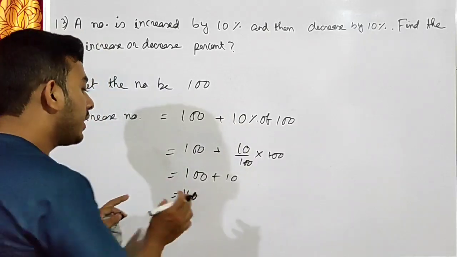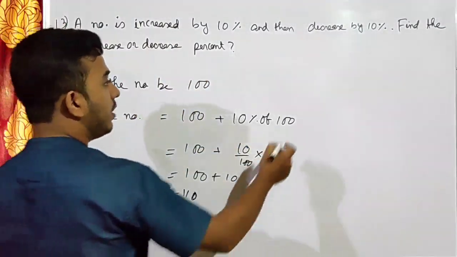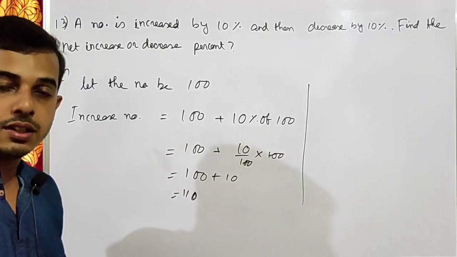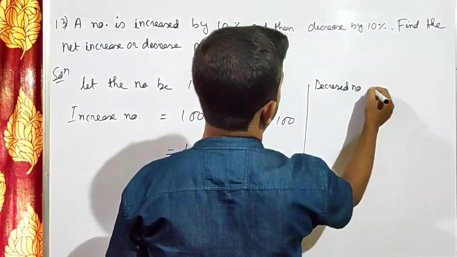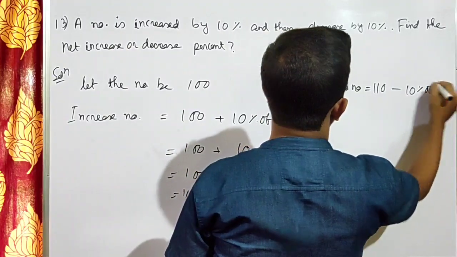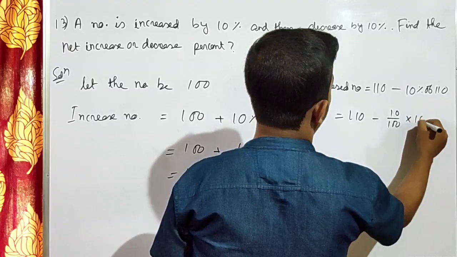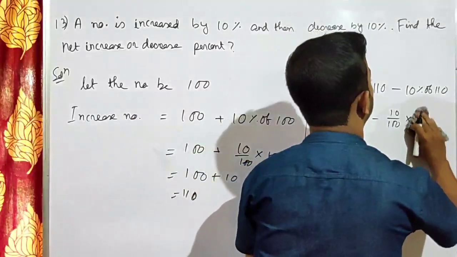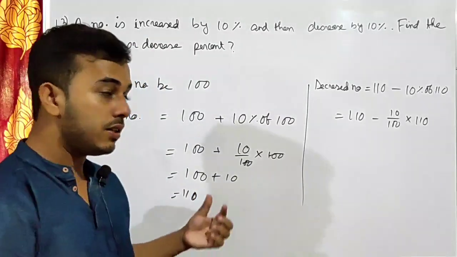Now after increasing, from this increased number, it is again decreased by 10%, isn't it? So let's find out. It will be 110 minus 10% of 110, decreased number, isn't it? So 10% of 110 means what? 10 by 100 into 110. What I have told you, I hope you have understood. The increased number is how much? 110, isn't it?